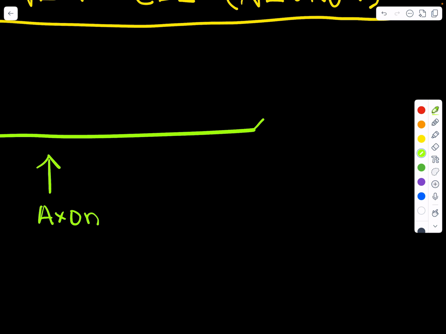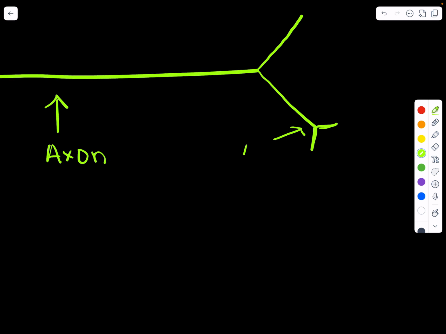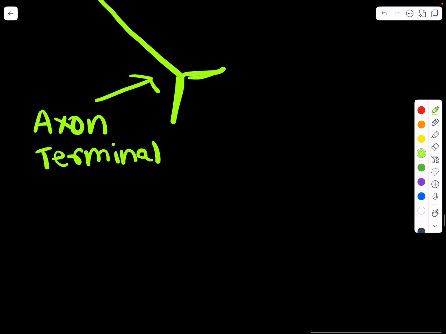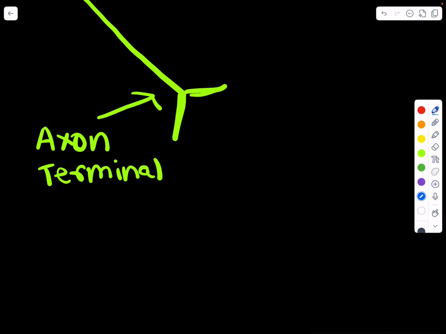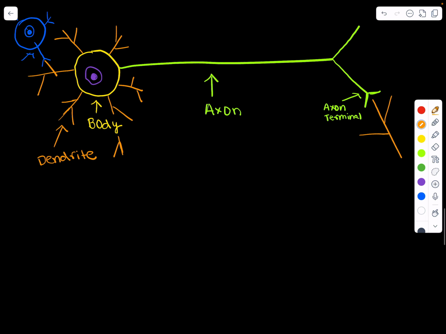I'm going to zoom in right here. There are axon terminals which branch out and connect to another nerve cell. And this is called the axon terminal. And this will connect to another cell. So this is the other cell, and this is the other cell's dendrite. I'm going to draw a dendrite. It will receive the signal from that cell.